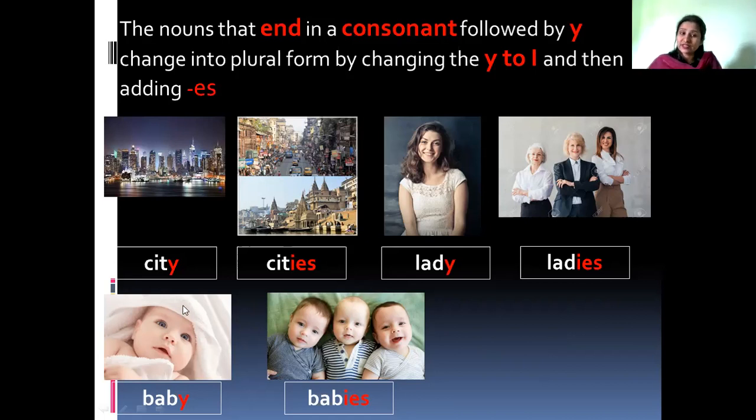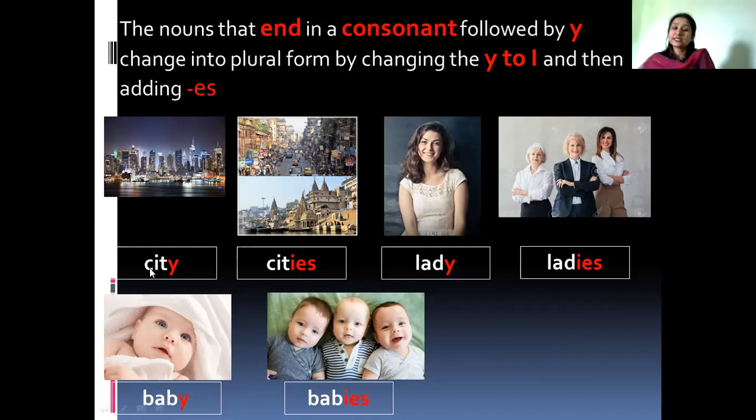Leave these vowels. If before the Y a consonant is there, that means if 5 are vowels, then 21 are consonants. And before Y, if a consonant is there, that time we have to cut the Y and join IES, and we can make the plural form.